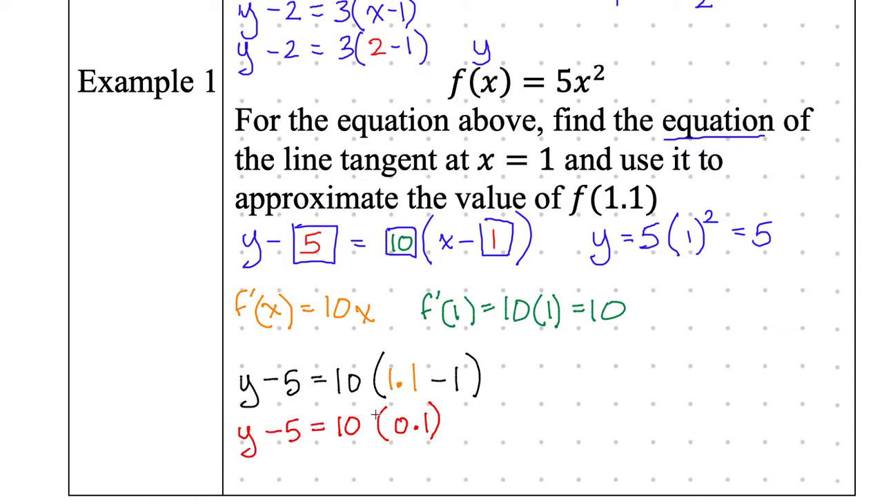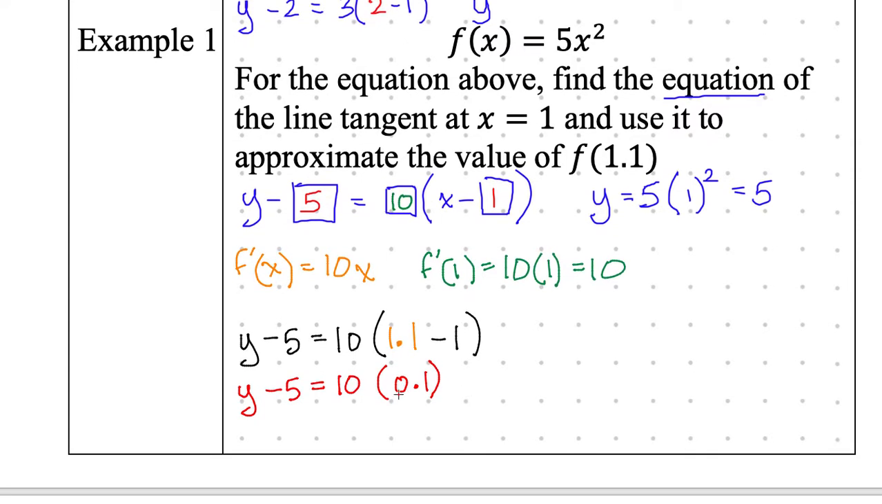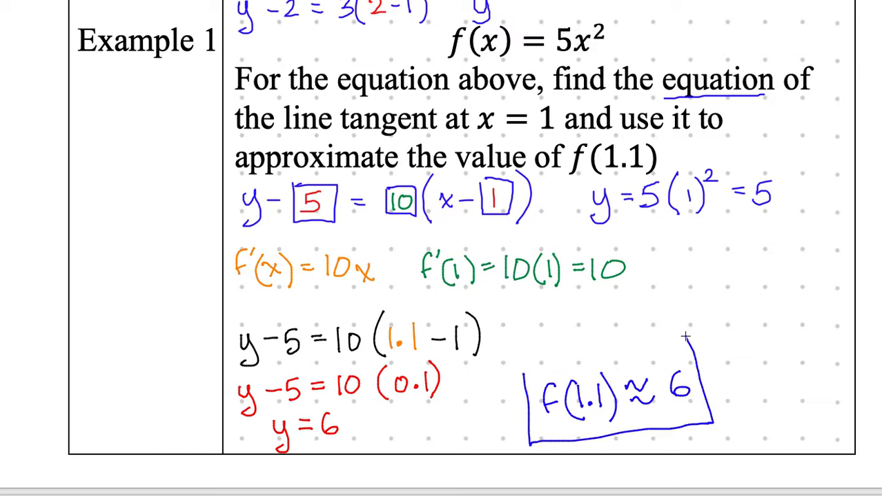Is it really 0.1 again? Yep, and then 10 times 0.1 is just 1, and then 1 plus 5 is 6. So y is equal to 6. So the value of f of 1.1 is about 6. We can say down here, f of 1.1 is approximately, because we had to approximate using a line, approximately 6. Final answer, box it.